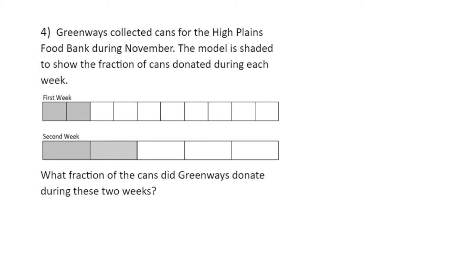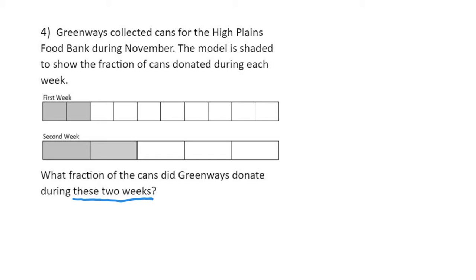Unit 6 Mixed Review Number 4. Greenways collected cans for the High Plains Food Bank during November. The model is shaded to show the fraction of cans donated during each week. What fraction of the cans did Greenways donate during these 2 weeks? So we're wanting these 2 weeks together. So we're needing to add these.